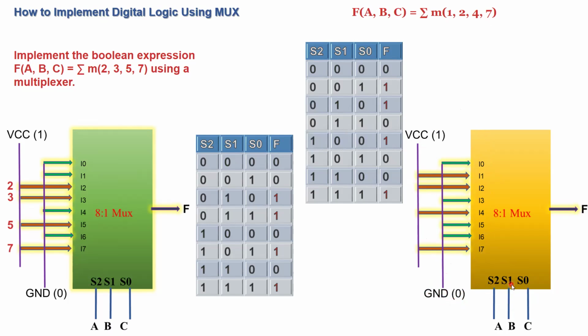Then when you have S1, S2 and S0, which are basically ABC mapped, you apply one of the 8 possible combinations of these inputs A, B, C. Only when your output has to be 1, these particular data lines, that is I1, I2, I4 and I7, will one by one get connected to the output F, only when you have the specific combination of input here.